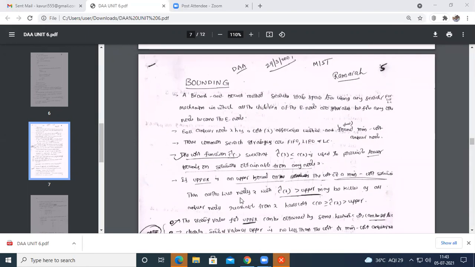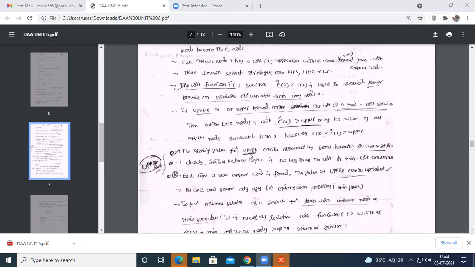Then all the live nodes X with C cap X greater than upper may be killed, as well as answer nodes reachable from X, which have cost C of X greater than C cap X greater than upper. Suppose any live node has C cap X greater than upper, it must be killed. That means it cannot generate any children.